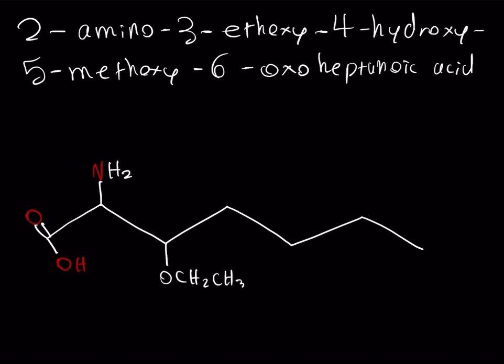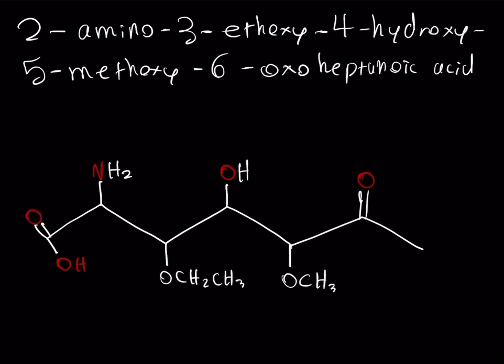Then number 4, we have hydroxy. Hydroxy is going to be the same thing as hydroxyl. So it's going to be an OH. Now we have 5-methoxy. Methoxy is similar to ethoxy, except that you have OCH3. And then for 6, you have oxo right there. Oxo means that you have an oxygen double bonded to the carbon.